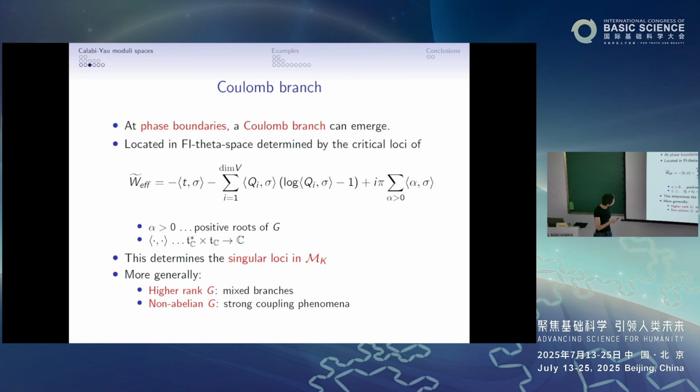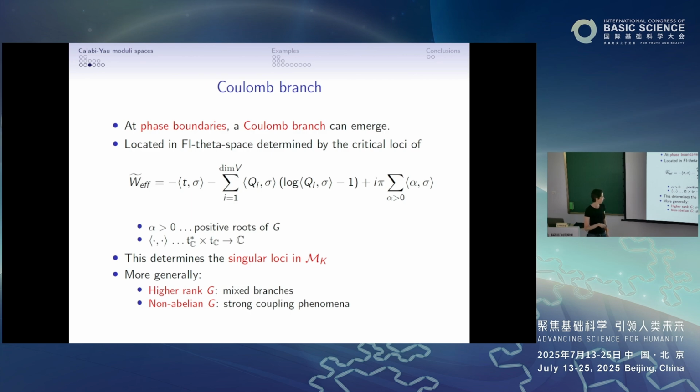And what's important in here is that the Fi theta parameter enters. Again, you can write this down explicitly if you have the GLSM data. And this will determine the singular loci, the mirrors of the conifold points, in the moduli space. That really depends on the fact that you have a complexified Kähler parameter and not just a real parameter as a GIT description would have. So roughly, the Higgs branch determines the phases, and the Coulomb branch determines the phase boundaries.